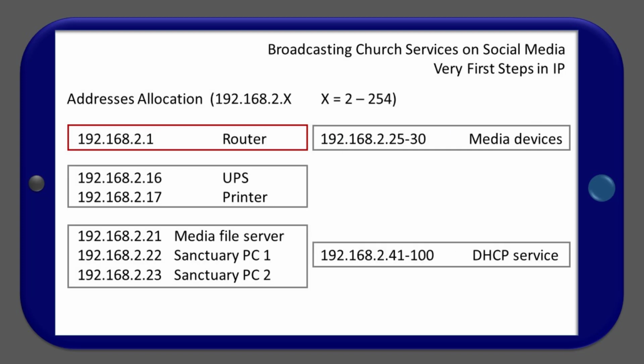Addresses allocation table, which could be a table in a text editor or a spreadsheet. It's important to plan which device will have a fixed IP address configured in manual mode and which devices will be in DHCP or automatic mode. They can be grouped by room or function with space between those groups for potential growth. Here we have an example.